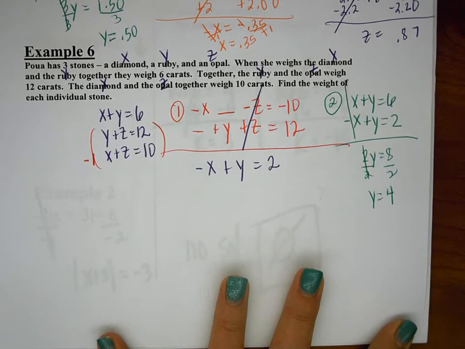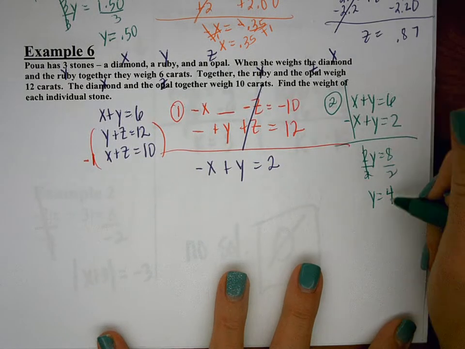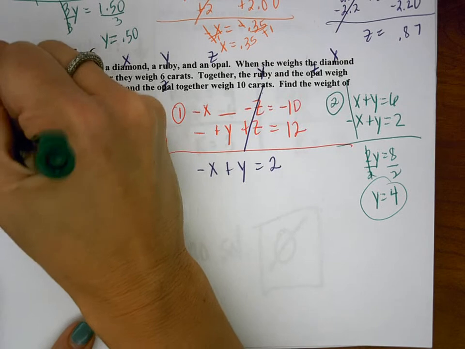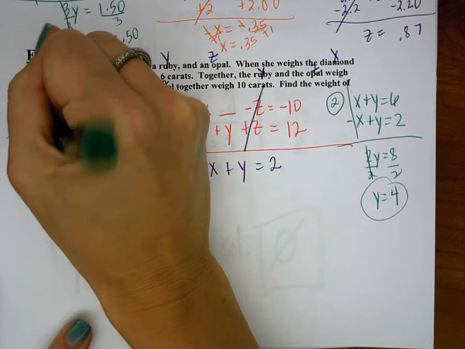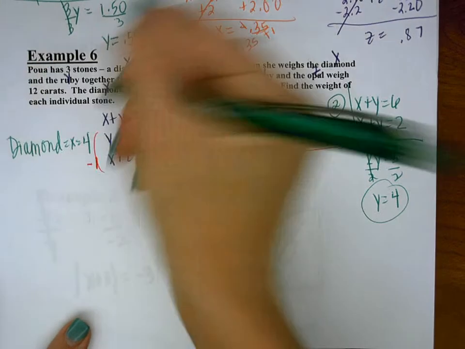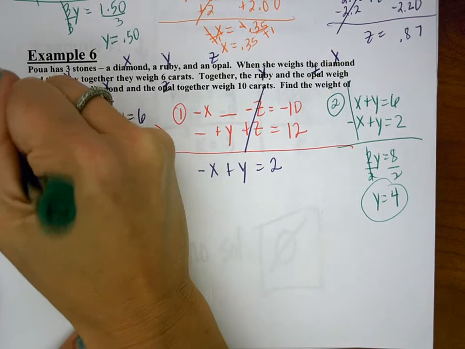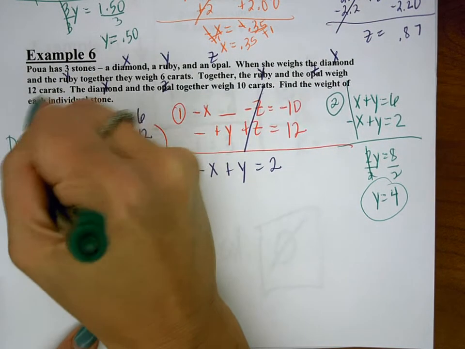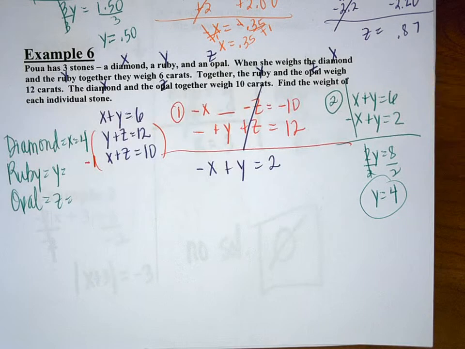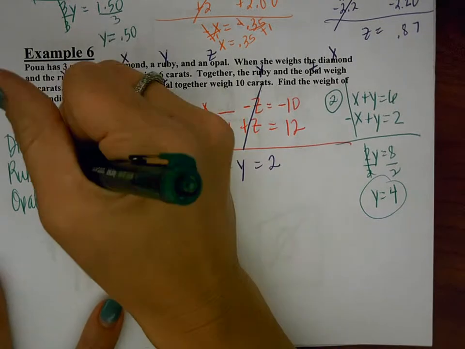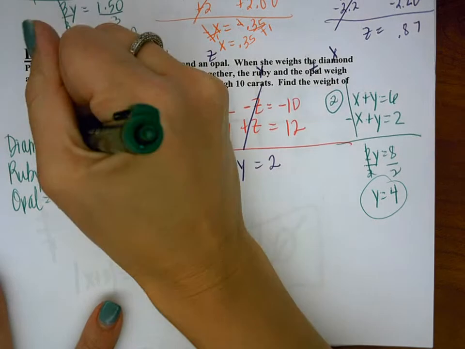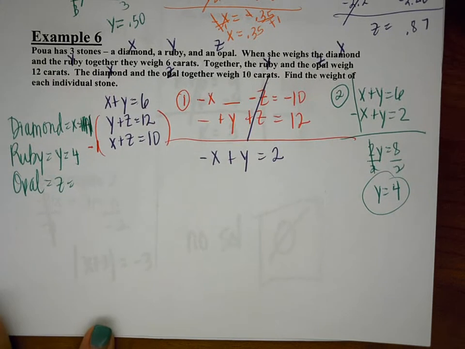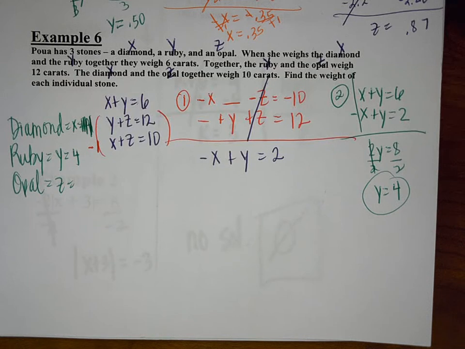4. Good. Okay, so that means, and we didn't even write it over to the side, but diamond was x, which equals 4. We still need ruby, which is y, and opal, which is z. Okay, so, oh, just kidding, that was not right, and you were going to correct me. You can have a candy. Okay, ruby is 4. Okay, so what's going to be the next one that will be easy to plug into to find an answer?